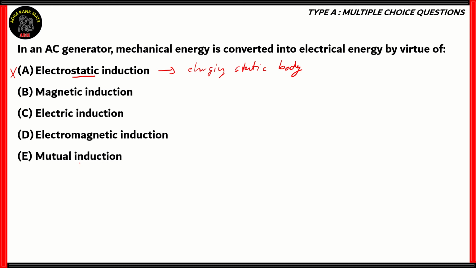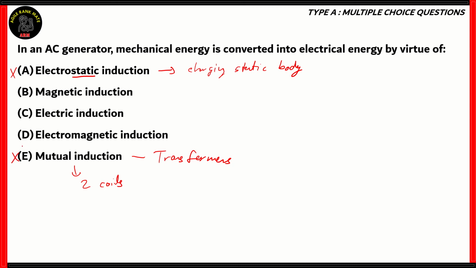What about option E, mutual induction? Well, in mutual induction, you have 2 coils. Electricity is passed through one coil, which produces a magnetic field. That magnetic field by induction produces electricity, and then it flows out the other coil. However, mutual induction is used in transformers where you need to step up or step down voltage, so it is useful in that scenario and not for generators. So option E is incorrect.